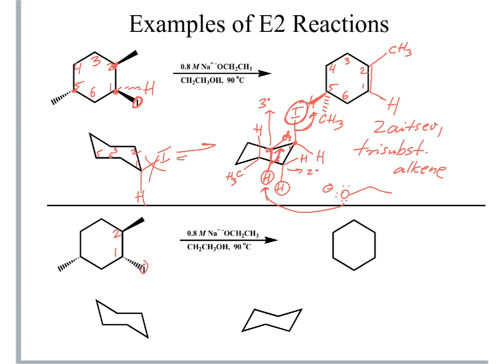Zaitsev, because of the 2 alpha hydrogens that were coaxial and antiperiplanar, axial and antiperiplanar to the leaving group, I eliminated the more highly substituted, the more acidic one. Trisubstituted, because I have 3 non-hydrogen groups connected to the alkene. I have a methyl group, a CH2 group, and a CH2 group.